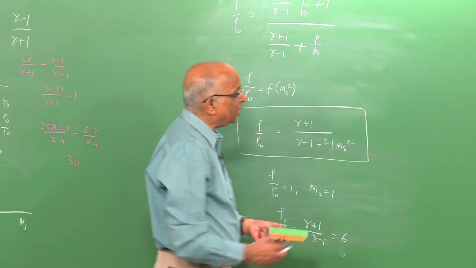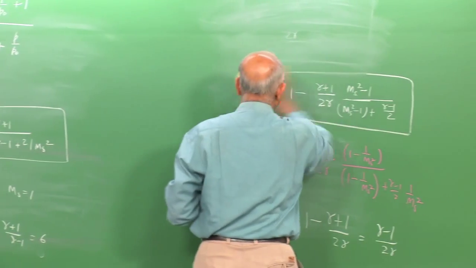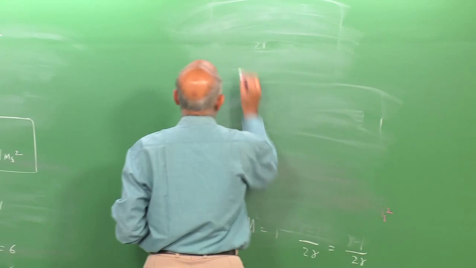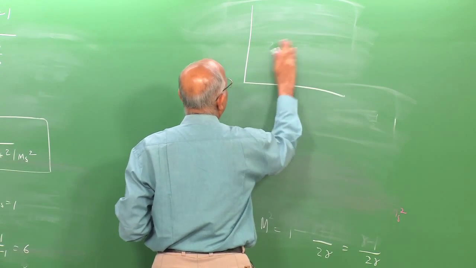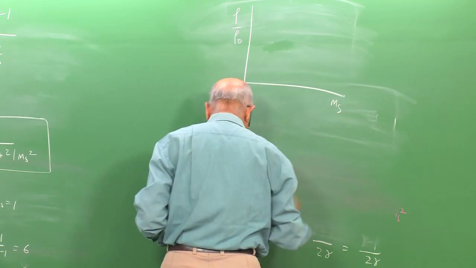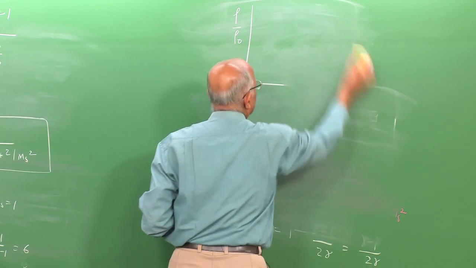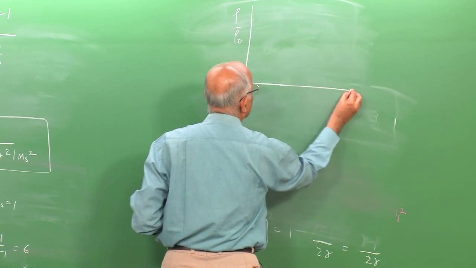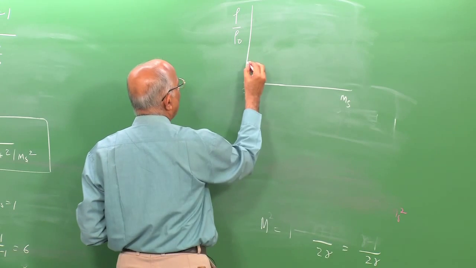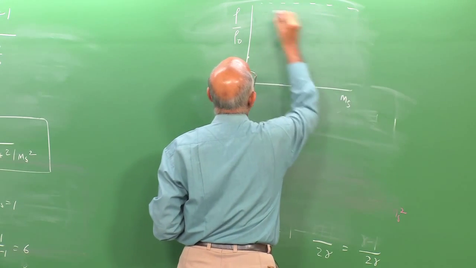Therefore, how does the density ratio change with the Mach number of the shock? We find, well, the ratio of rho by rho 0 as a function of Ms: when Ms is equal to 1, the value of rho by rho 0 is 1. When Ms becomes infinity, it is around 6 over here.